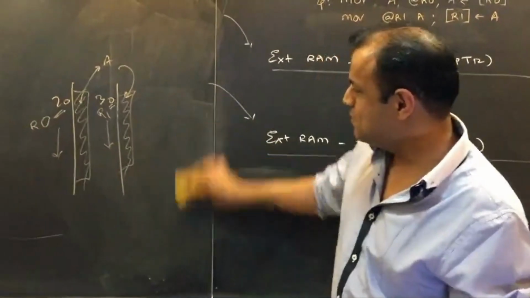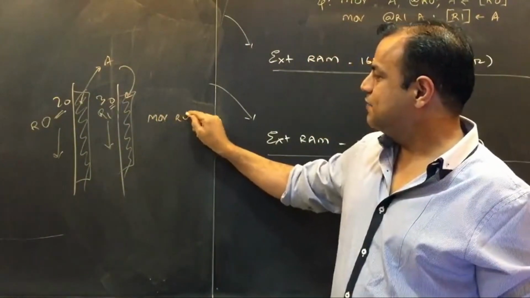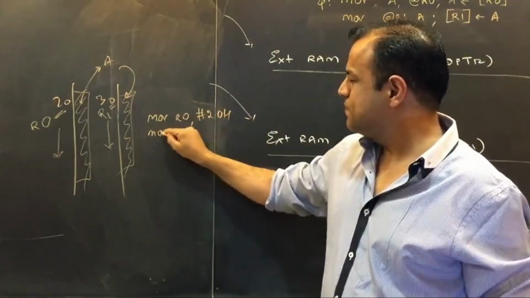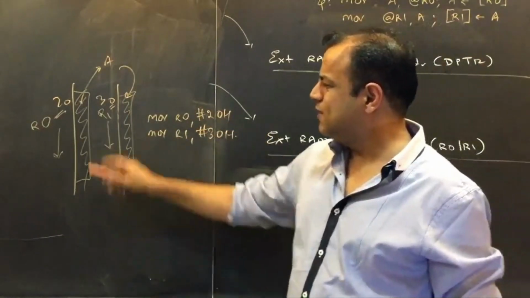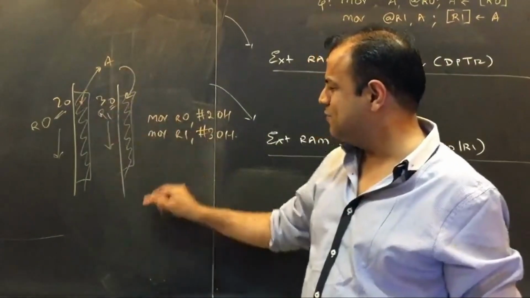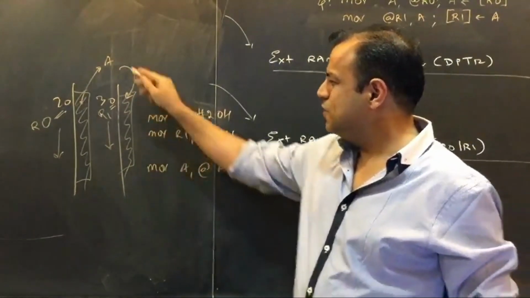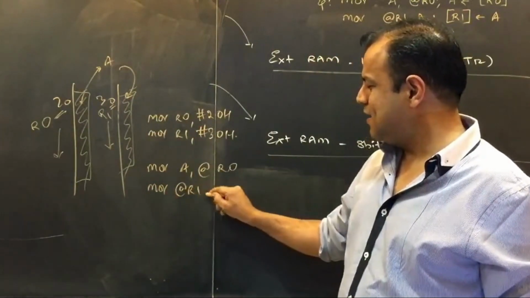Come on. Initialize R0. MOV R0, #20. MOV R1, #30. Now take the data pointed by R0 into A. MOV A, @R0. Store it at the location pointed by R1. MOV @R1, A.